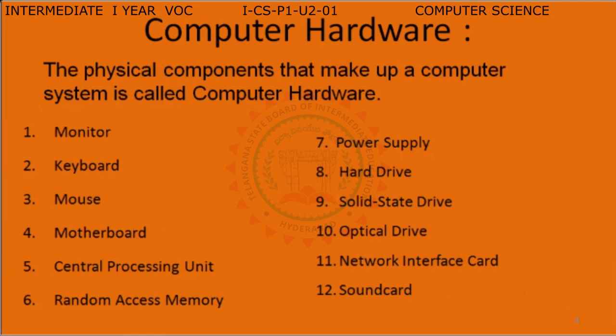Computer hardware. The physical components that make up a computer system are called computer hardware. Various types of hardware devices or computer components are monitor, keyboard, mouse, motherboard, central processing unit, random access memory, power supply, hard drive, solid state drive, optical drive, network interface card, and sound card.